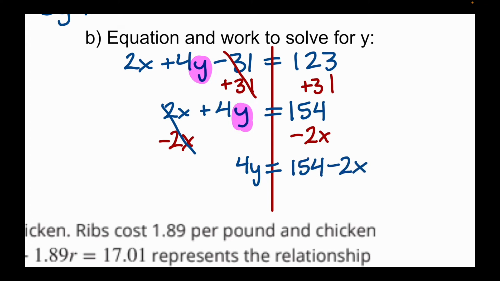But this will leave us with 4y, and I'm still able to write them next to each other, 154 minus 2x. And if you wrote negative 2x plus 154, that's still fine. You just can't write 2x minus 154. This negative would have to stay with the 2x.